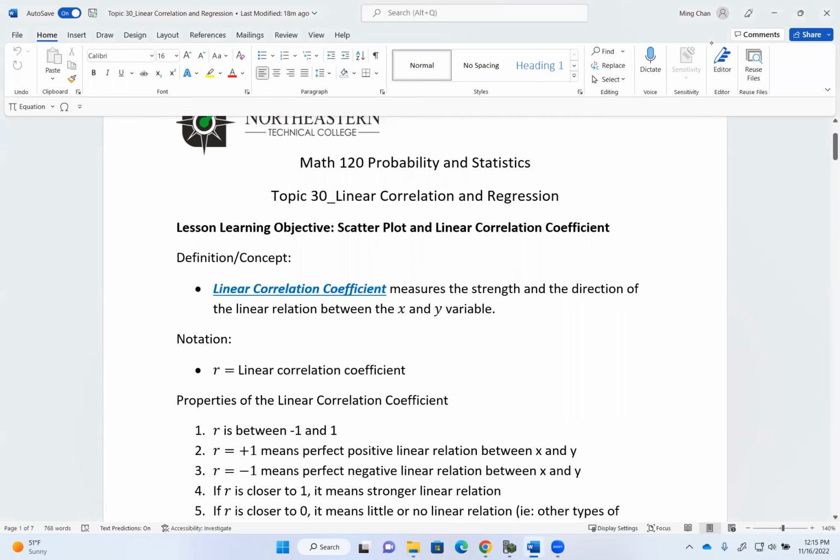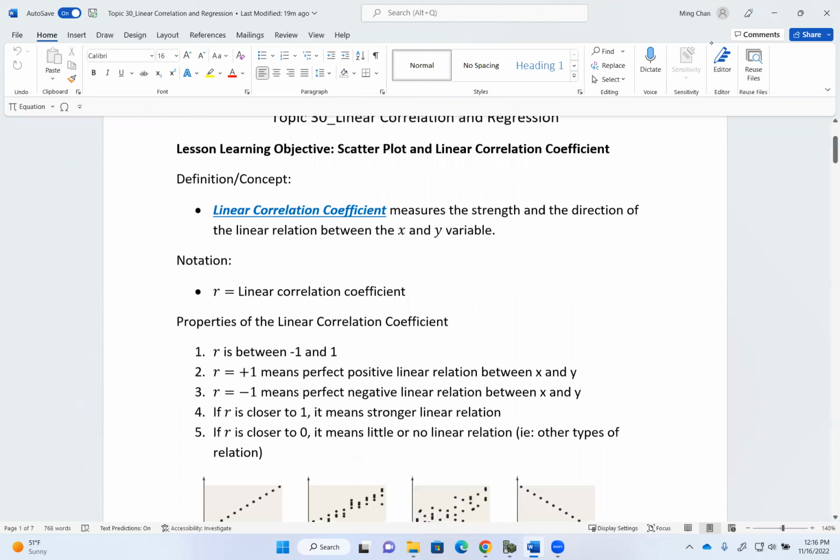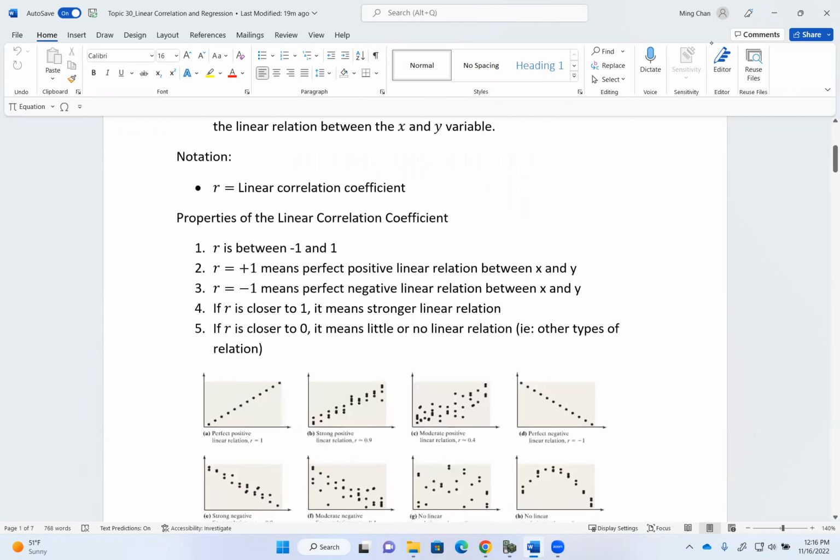So in this objective, we're going to talk about scatter plots and the linear correlation coefficient. So what is a linear correlation coefficient? It measures the strength and the direction of the linear relation between your x and y variable. So basically, when we collect data, we want to see if it has any linear correlation to it. This linear correlation coefficient, we use the letter r, and it's always between -1 and 1.